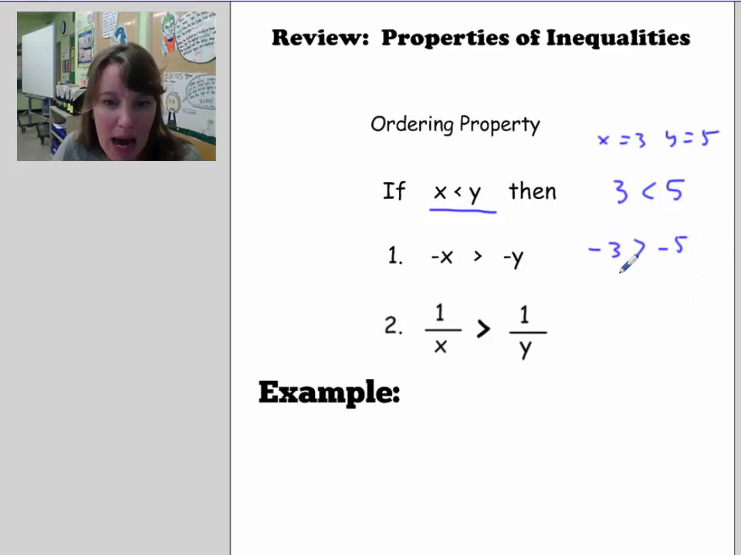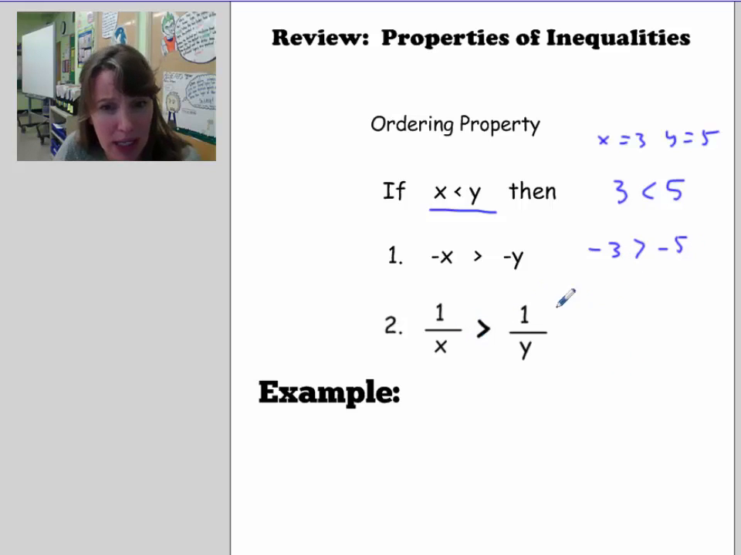The larger the magnitude of the number, the smaller the number actually is in terms of negative. So this negative 3 has a magnitude of 3, negative 5 has a magnitude of 5. This one is less negative than this one, so negative 3 is greater than negative 5.